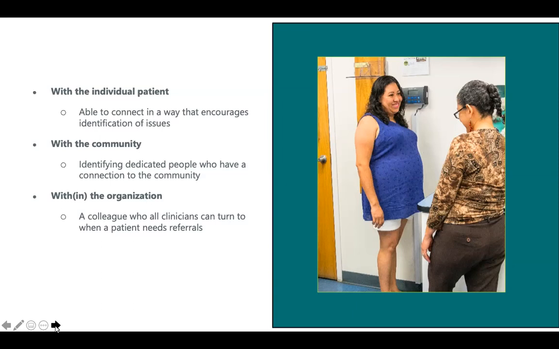So we really feel we get our best results and our most truthful answers from patients when we can have a face-to-face interaction, and when that patient has a relationship with a staff member who is administering the PRAPARE.